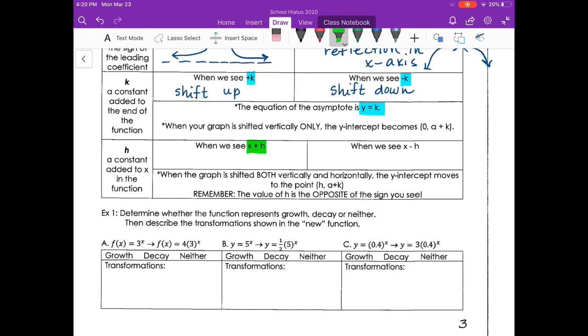Finally, we'll look at h, the number that is added or subtracted to the x in our exponent. This number creates a horizontal shift in the opposite direction of the sign that you see. So if you see x plus h, it'll move your graph to the left. And if you see x minus h, it'll move the graph to the right.